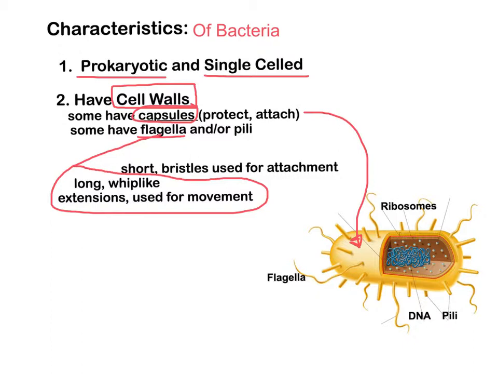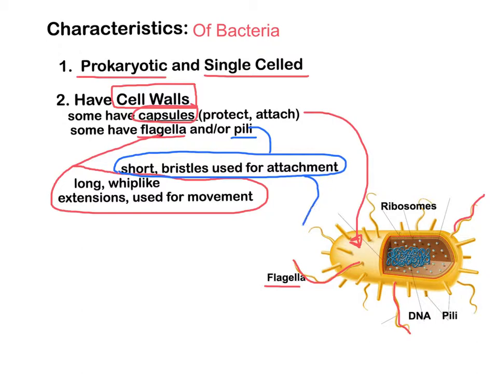So flagella, right here, these long whip-like structures. We also find them in sperm cells, but they're used for movement. We also have something called pili. Pili are short bristles that are used for attachment. Both of these are found, like I said, on top of that capsule right here. Here are our pili, right here and right here. And they are also used to help attach those bacteria so that they can stick to surfaces that they need to.